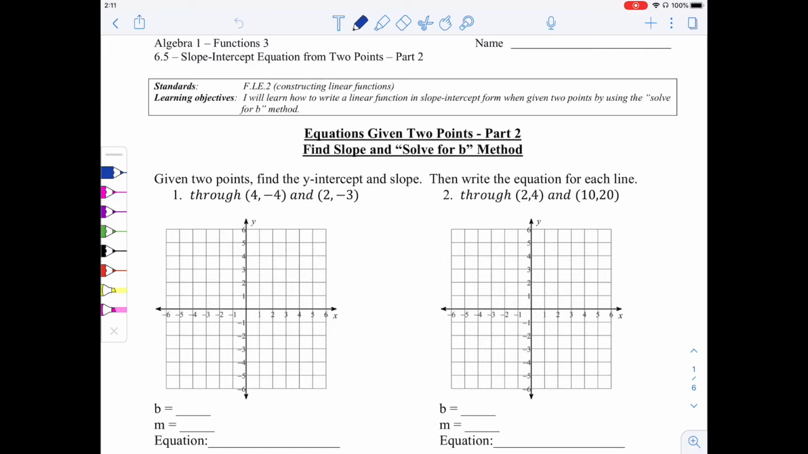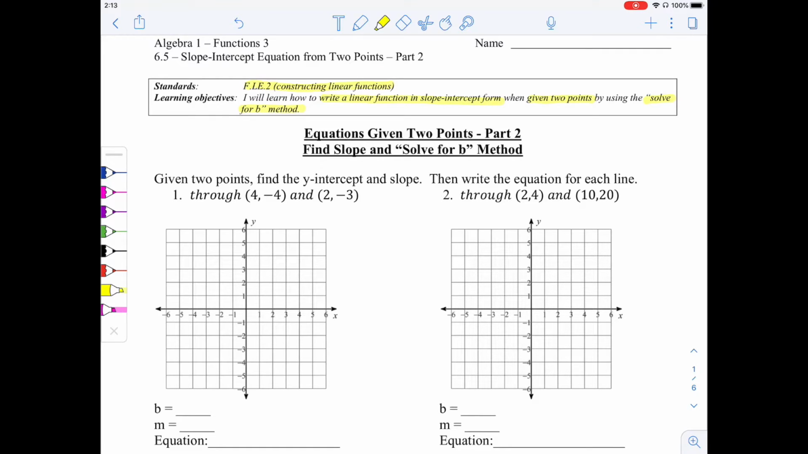All right, welcome everybody. So this is 6.5 slope-intercept equation from 2 points, part number 2. So we've got constructing linear functions, continuing on with that. You learned how to write a linear function in slope-intercept form when given 2 points by using the solve for b method.